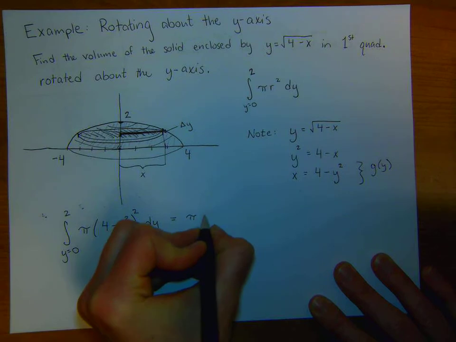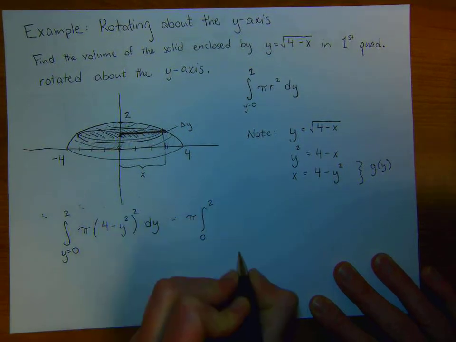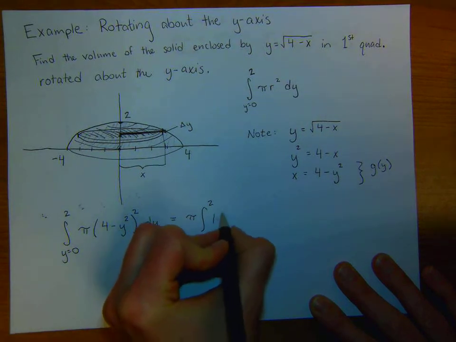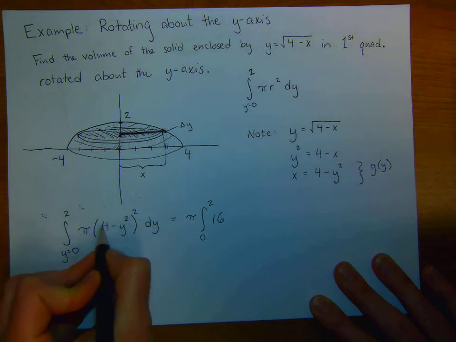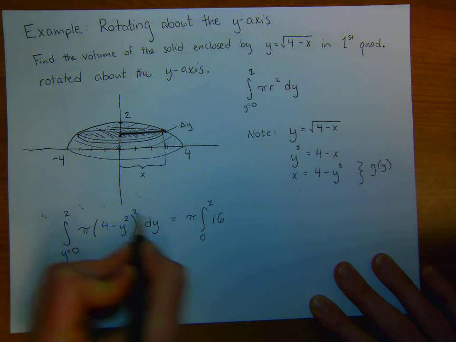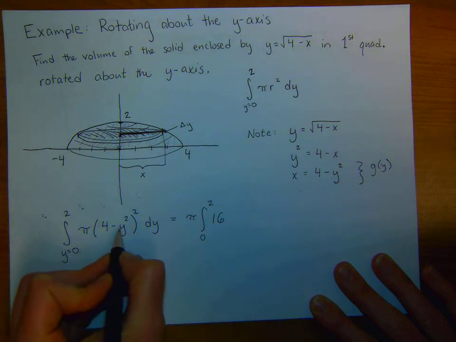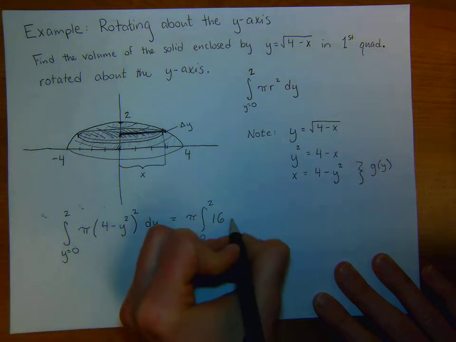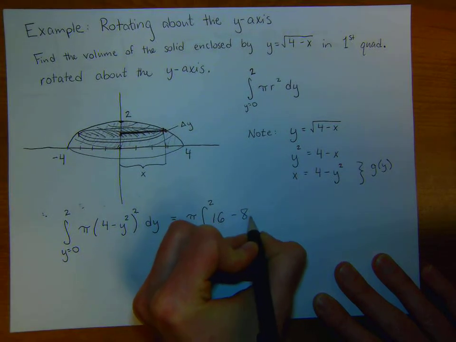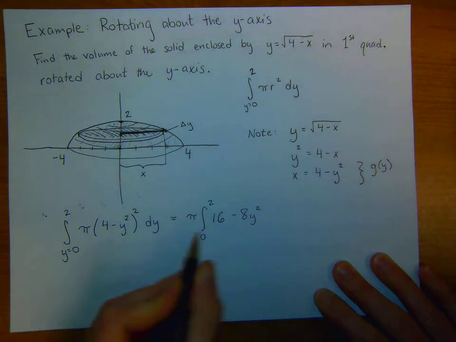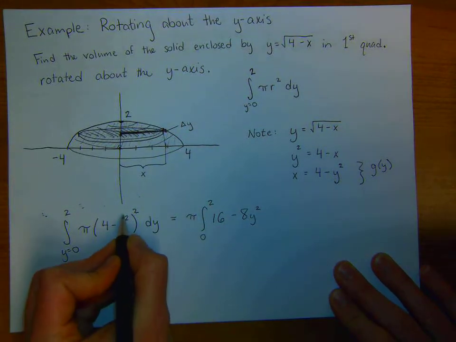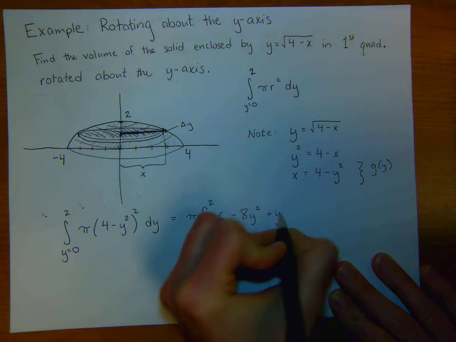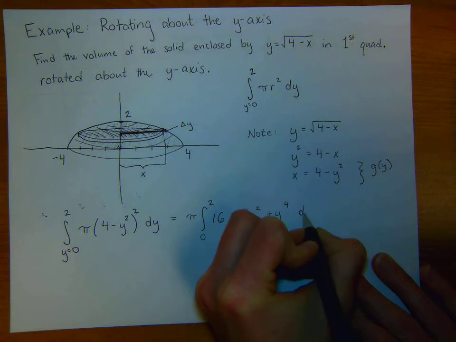I'm going to pull the pi out front. I'm going to integrate from 0 to 2. I'm going to square this in my head. And don't forget the middle terms. That becomes 4 squared is 16. And then my middle terms are going to be minus 4y squared minus another 4y squared, which becomes minus 8y squared. You can write that out if you like. And then negative y squared squared is plus y to the 4th, dy.